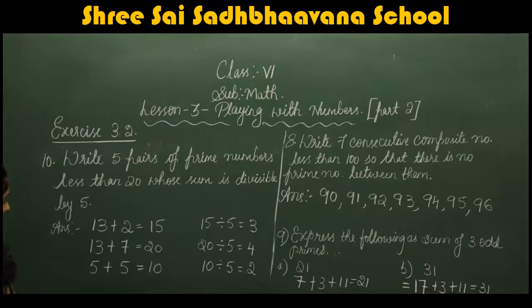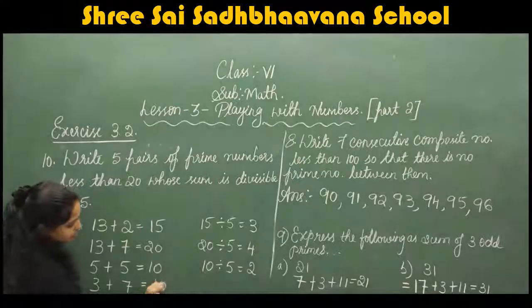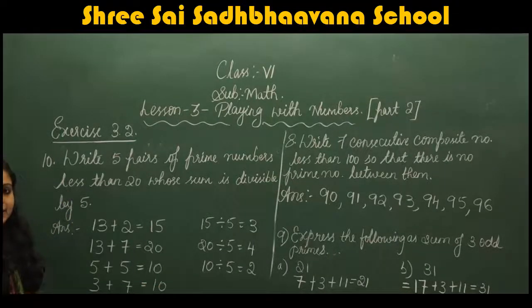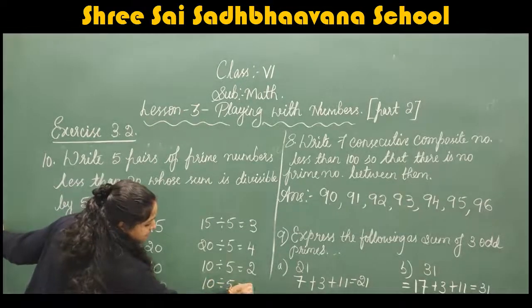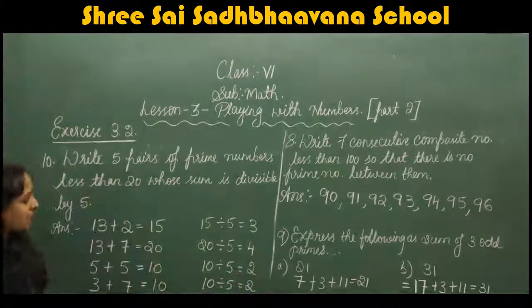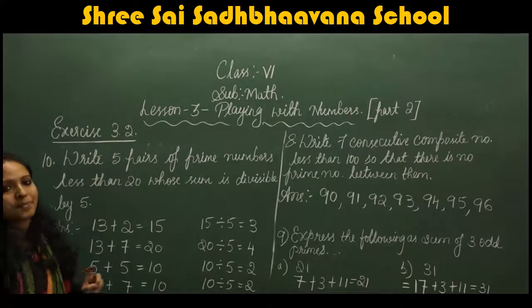Let me write one more example. 3 plus 7. You can find that 3 is a prime and odd number, and 7 is also a prime and odd number. 3 plus 7 is equal to 10. Can I divide this by 5? Yes, I can. 10 by 5 is equal to 2. So like this, 5 pairs you should find and write. 4 pairs I have written. 1 pair you have to find yourself and write. Will you do that yourself, children? I hope you will do it.